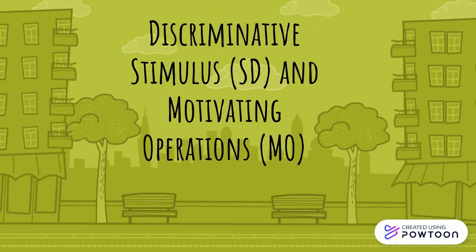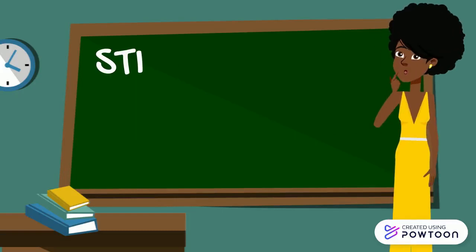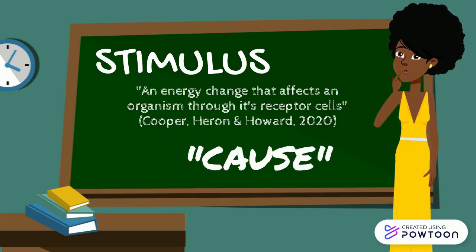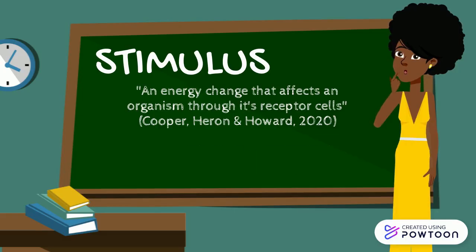Discriminative stimulus and motivating operations. First, let's define stimulus. A stimulus is an energy change that affects an organism through its receptor cells. In other words, it's the cause.